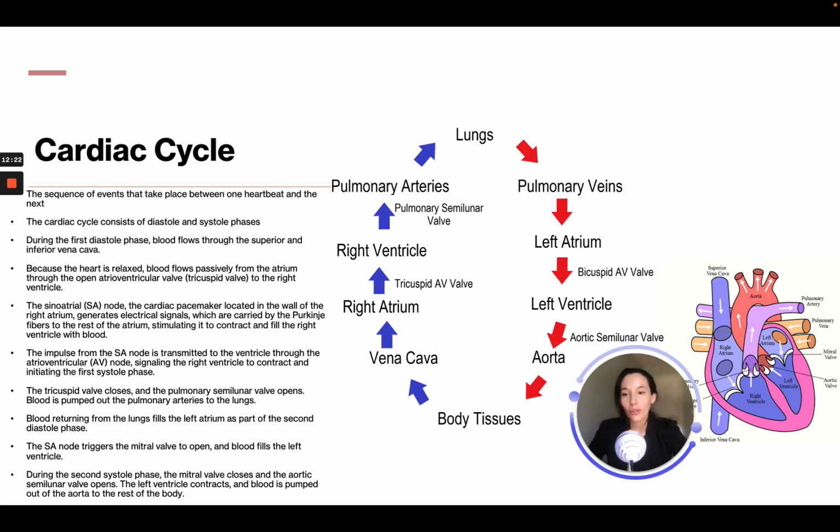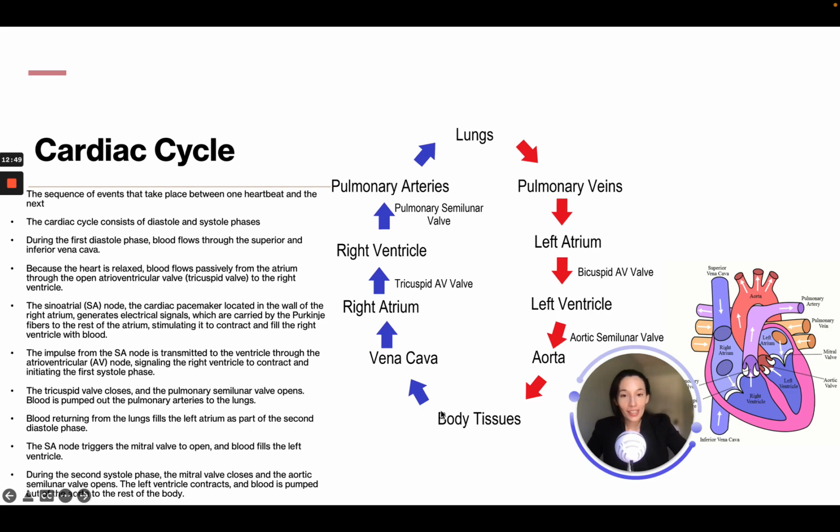And the SA node triggers the mitral valve to open, and blood fills the left ventricle. During the second systole phase, the mitral valve closes and the aortic semilunar valve opens, and the left ventricle contracts, and the blood is pumped out of the aorta to the rest of the body. There's a lot of information there, but this breaks it down a little bit simpler. I personally like the diagram, but we'll get to that next.